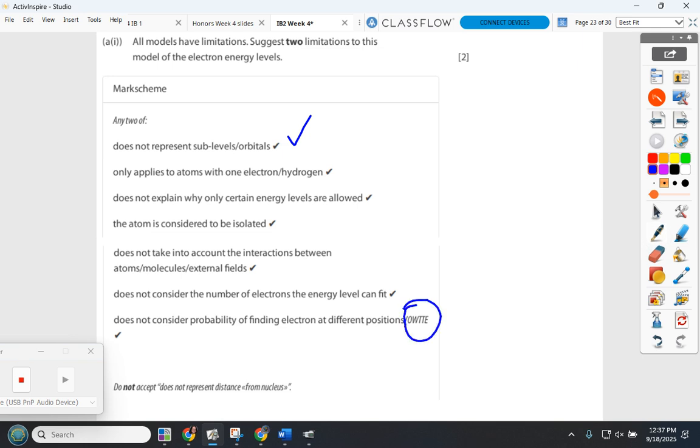If you read through a mark scheme, there's the OWTTE. That's other words to that effect. So you don't have to have those exact words, as long as the same concept comes across, then you get the mark.